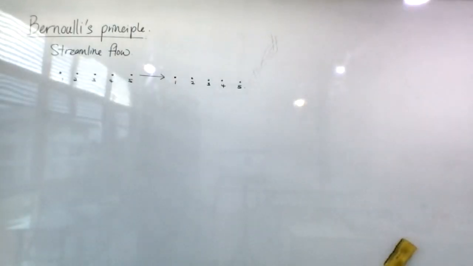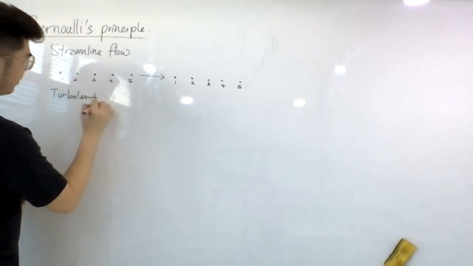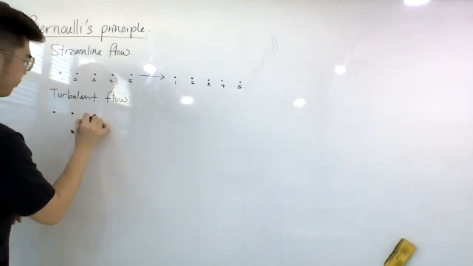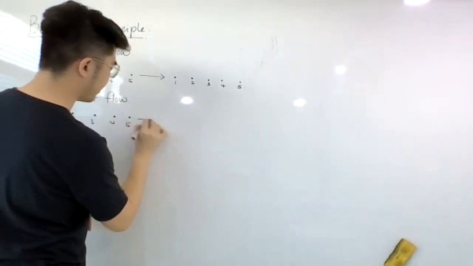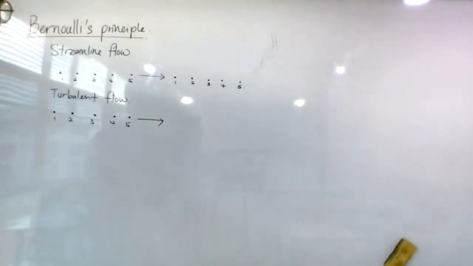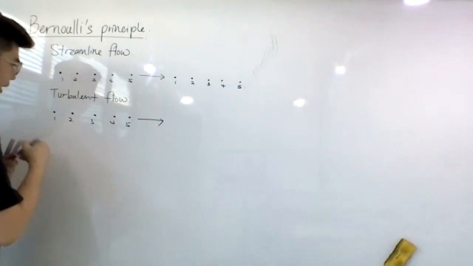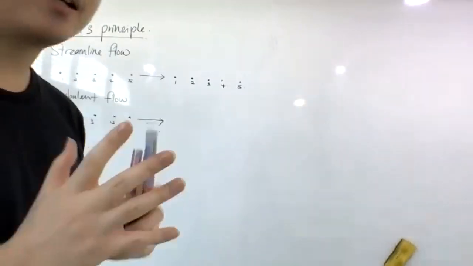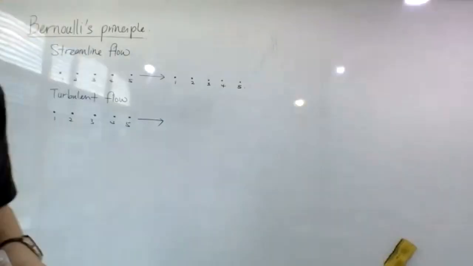Now, if I compare with another type of flow, which we call turbulent flow. Here we have 5 particles, 1, 2, 3, 4, 5. After a certain period of time, you will see that the order will change. That means some particles have higher speed than the others. In the streamlined flow, all of the particles have the same speed. But in the turbulent flow, some particles may flow faster than the others.